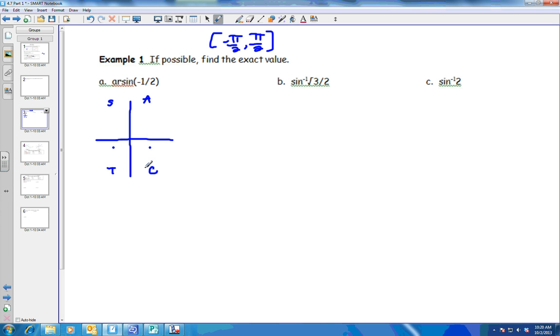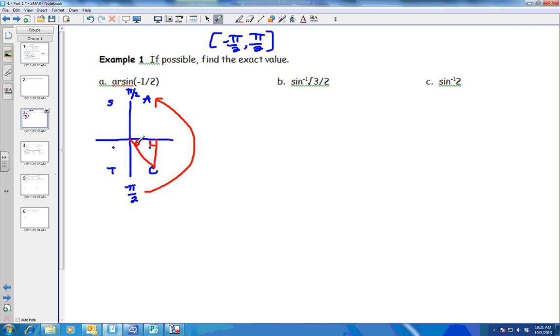So negative pi over 2 to pi over 2, do you see that this right here is negative pi over 2, and this right here is positive pi over 2? So what they're saying is our answer has to fall between negative pi over 2 and positive pi over 2. It has to be in one of these two quadrants. So when I draw my triangle for sine and it's negative, I can't draw it in the first quadrant because sine is positive there. That means I must have to draw it in this fourth quadrant.